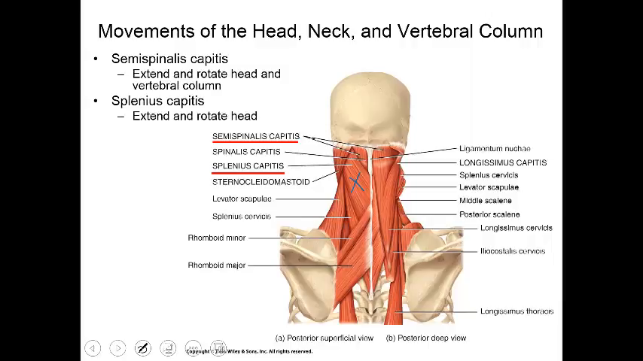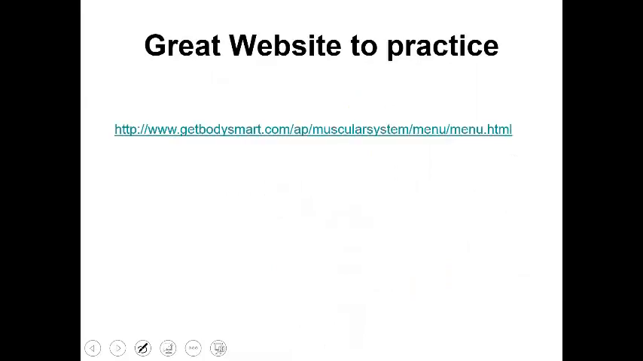And right below it, or right underneath it, you have the semispinalis capitis. So over here, on his right side, you see that the splenius capitis has been removed, so you can see the semispinalis capitis a little bit more clearly. So this also helps you with the extension and the rotation of the head. So these were your head and neck muscles.